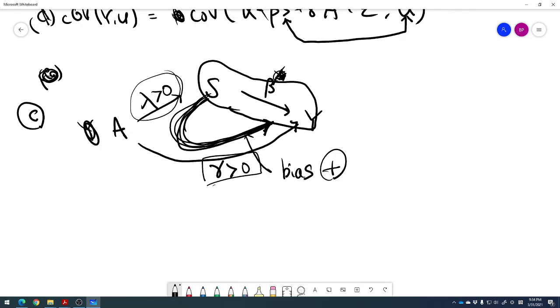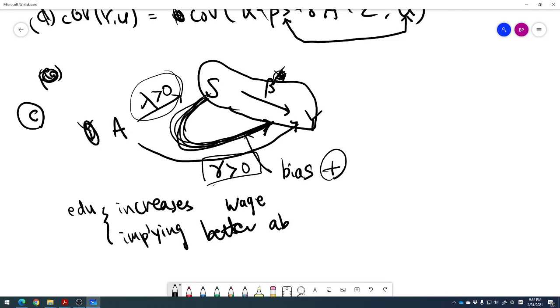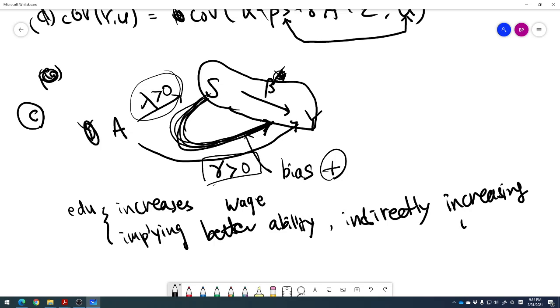So in other words, when you do not observe ability, there are two possibilities. Education itself increases wage, or also at the same time implies better ability, which indirectly implies increasing wage. So both increase wage as education increases. So when you get higher education, then education itself may improve your productivity, but at the same time, higher education implies you are smarter, and so that is another channel you can get better wage, but you don't want to include this in your estimation.